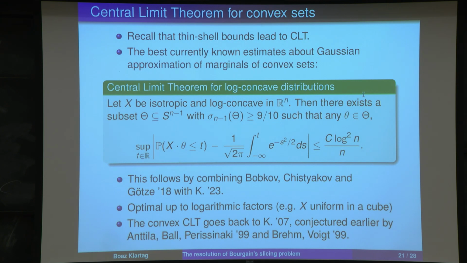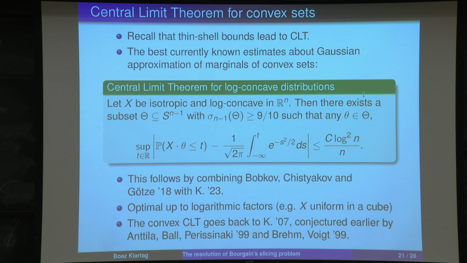Okay, so let's combine what we said. We said two things. First of all, log-concave distributions have their mass in a very thin spherical shell, as tight as the Gaussian. And another thing that we said is that if you have thin shell bounds, then you have a central limit theorem. And let me tell you what is the state of the art right now about the log-concave or the convex central limit theorem.